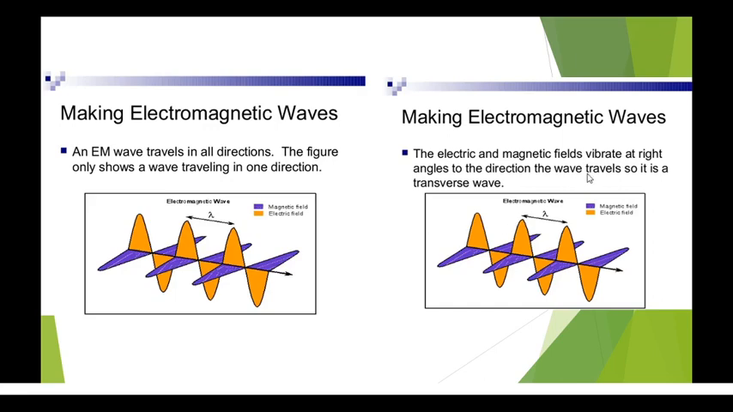These electric and magnetic fields vibrate at right angles to the direction of the wave. See, here you can see this is the direction of the wave, and the magnetic field as well as the electric field is perpendicular to the direction of the wave. So we can say that this electromagnetic wave is a transverse wave. The electric and magnetic fields vibrate at right angles to the direction the wave travels. So it is a transverse wave.